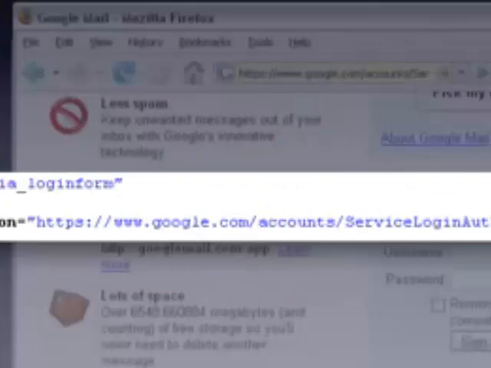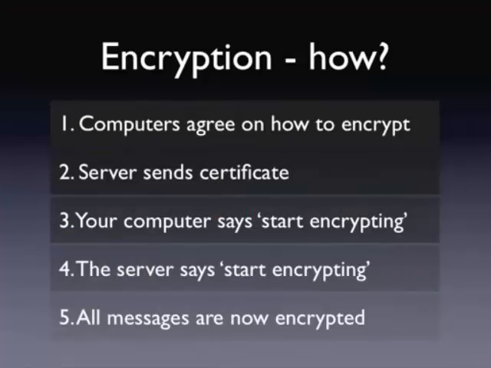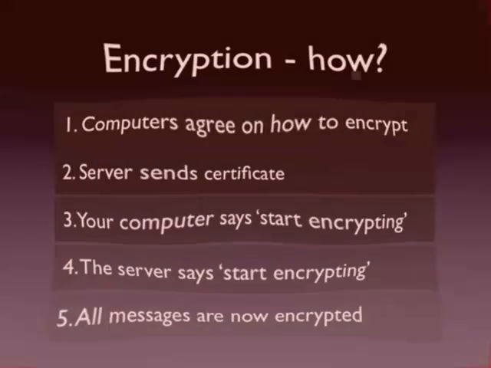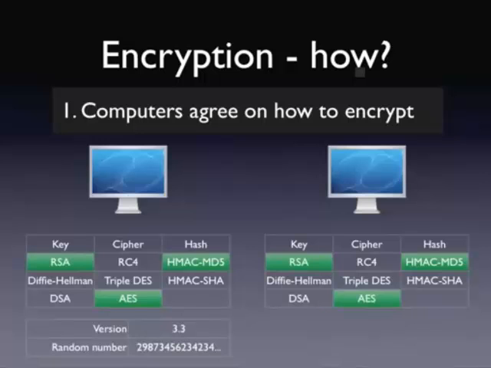Once you press the submit button, there are several steps before the actual encrypted data is sent. It's called handshaking. How does encryption take place? Number 1. The computers agree on how to encrypt data between them. Number 2. The server sends the certificate containing details about itself and the key to encrypt data. Number 3. Your computer says to start encrypting the data. Number 4. The server says start encrypting. Number 5. Now messages are encrypted. So I am going to take you through each of the 5 steps and explain in detail.